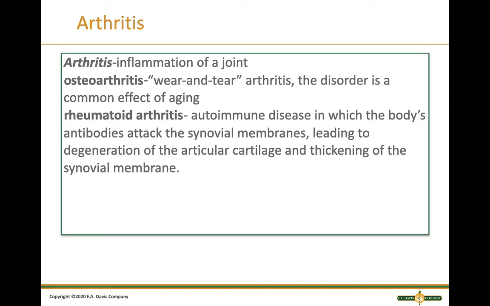Then arthritis is simply inflammation of a joint. Osteoarthritis is commonly called wear and tear arthritis, a common effect of aging. So we're not meant to live forever. Rheumatoid arthritis is an autoimmune disease where your body's antibodies attack the synovial membranes. That leads to a degeneration of the articular cartilage and thickening of the synovial membrane, and then pain, inflammation in the joint.